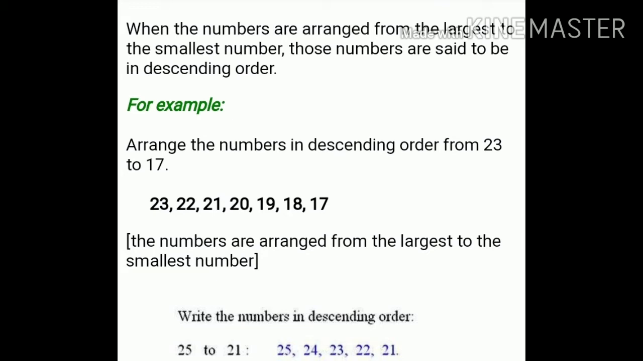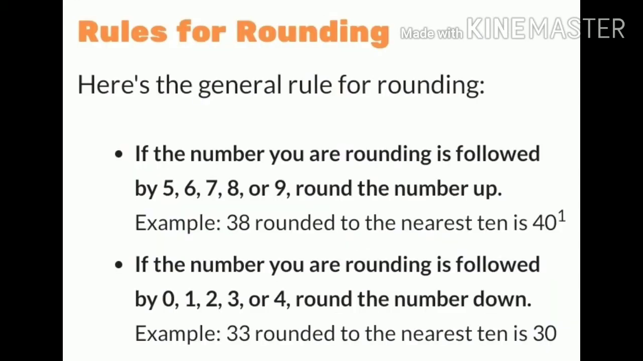There is one more example. Write the numbers in descending order from 25 to 21. These numbers are arranged in decreasing order, which means we write 25, 24, 23, 22 and 21. Next point is rules for rounding.